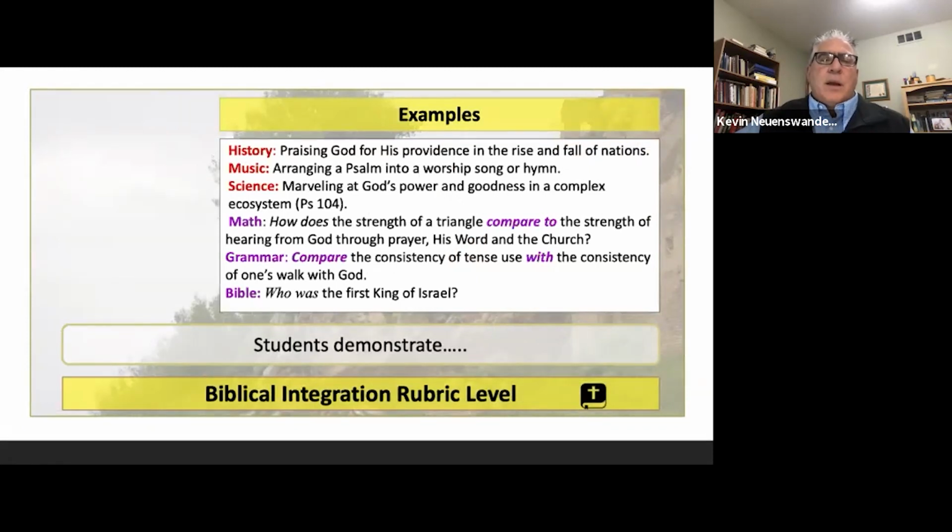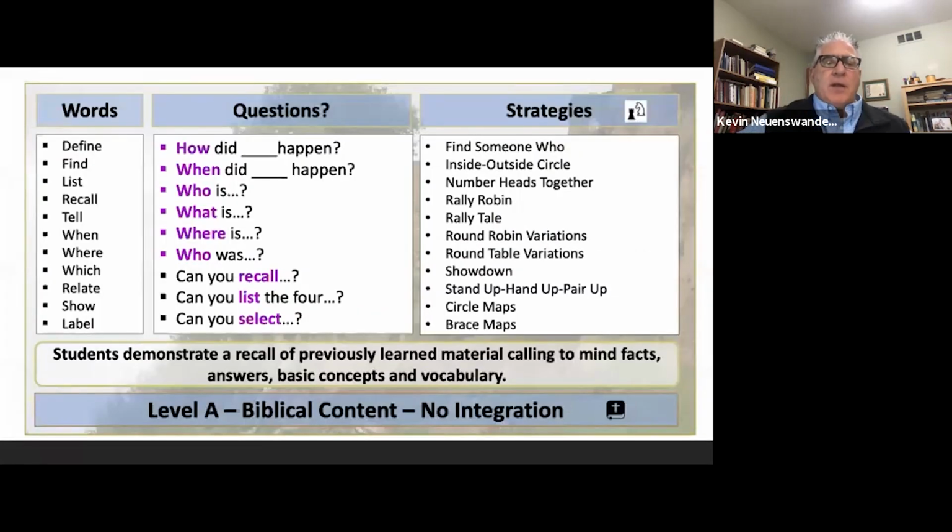An example, like I gave one from history, praising God for his providence in the rise of all nations, and math. And these are different levels, by the way. That's why they're different colors. So each level has a specific color. Now I'm colorblind, so it might not be as helpful for me, but I am also a visual learner. So these different colors have been very helpful for all of us as we learn different levels of biblical integration and levels of cognition. So here's the first one, level A, biblical content, but no integration.